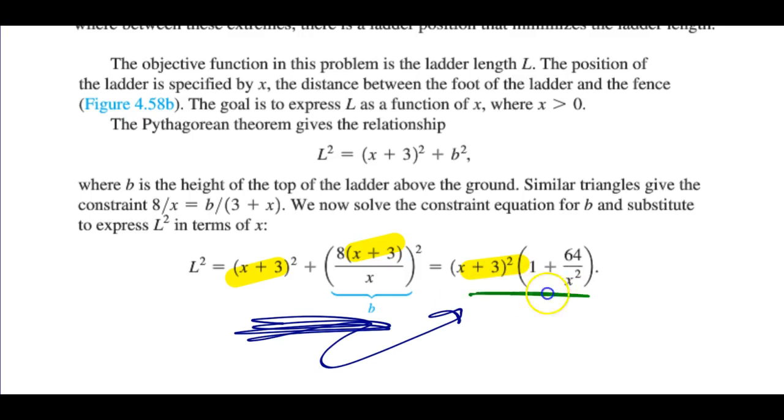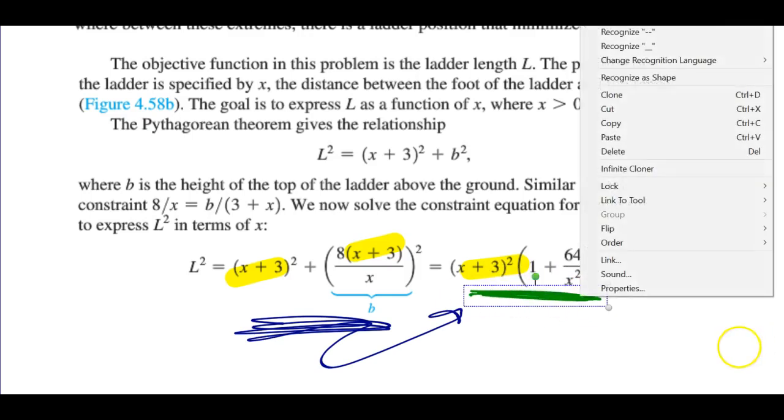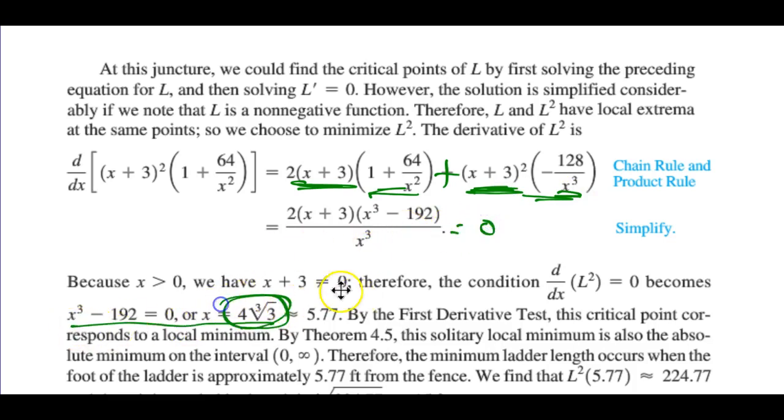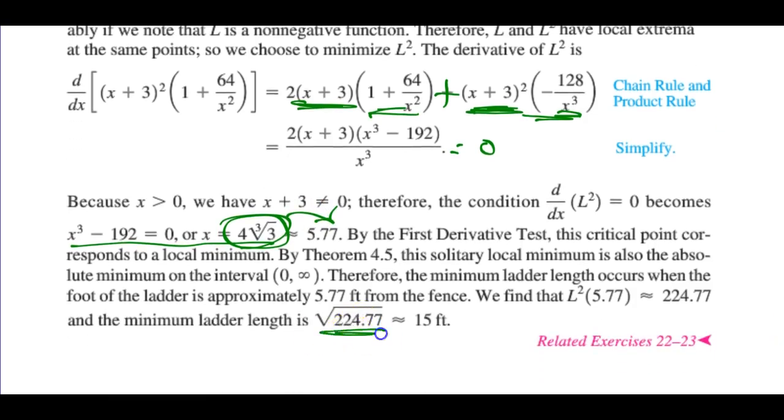But to take the derivative of this, you'd have to do the product rule. So 1d2 plus 2d1, which is what they did. 1d2 plus 2d1, or the derivative of the first, write down the second. The derivative of the second, write down the first. And then they set this equal to 0. Okay, so they got the exact, but they still got 5.77. And they still had the square root of 244.15, approximately 15 feet.